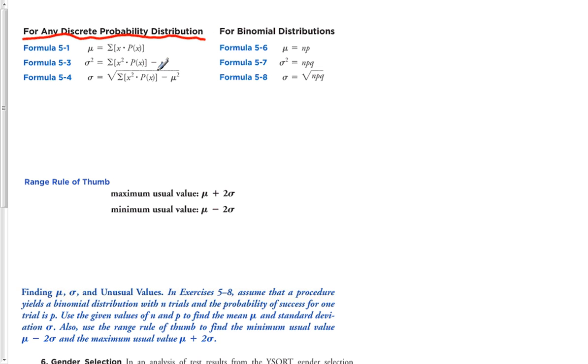So if you want to, you can actually go ahead and use these formulas over here to calculate the mean, variance, and standard deviation of the binomial distribution, but it turns out that you will get the same numbers if you just use these formulas over here for the binomial distribution specifically. So we're going to be using these formulas.